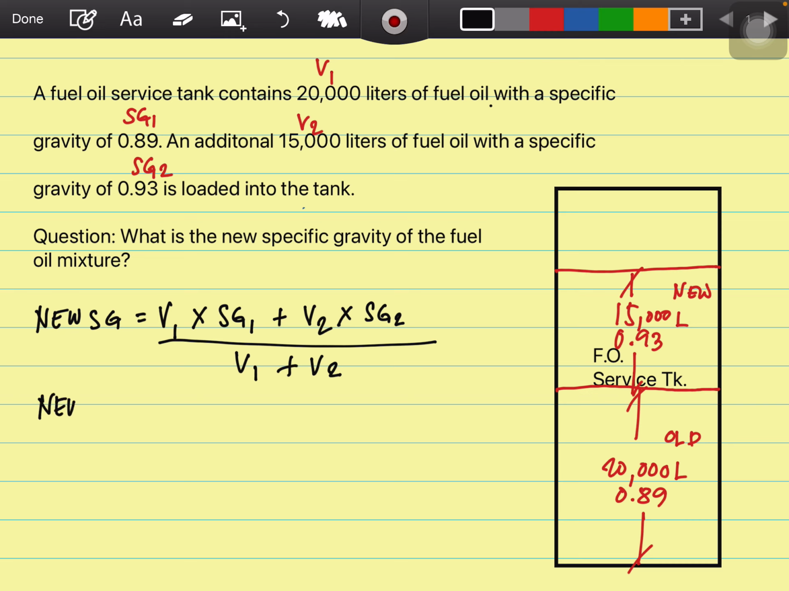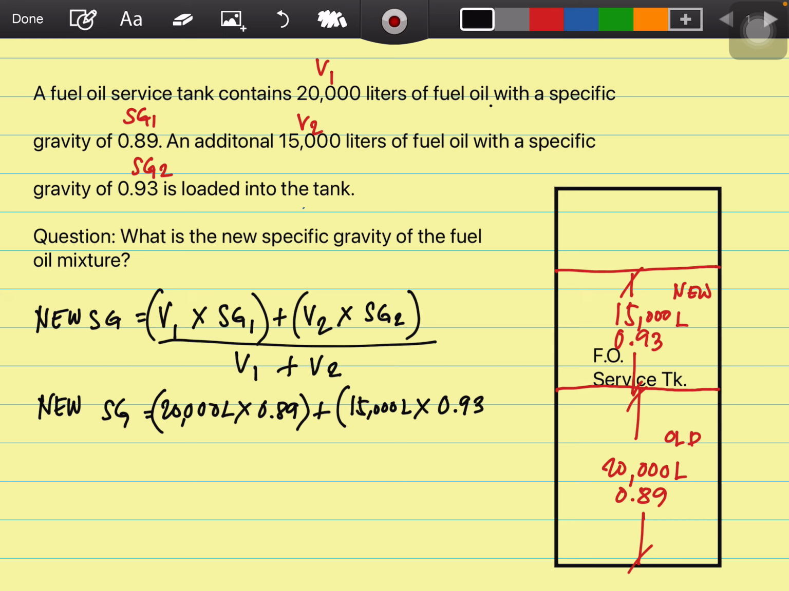Now we write again: new specific gravity equals V1, which is 20,000 liters, multiplied by its own specific gravity, then V2, which is 15,000 liters, multiplied by its specific gravity of 0.93, which is SG2, over V1 again, which is 20,000 liters, added to V2, which is 15,000 liters. These are in liters.